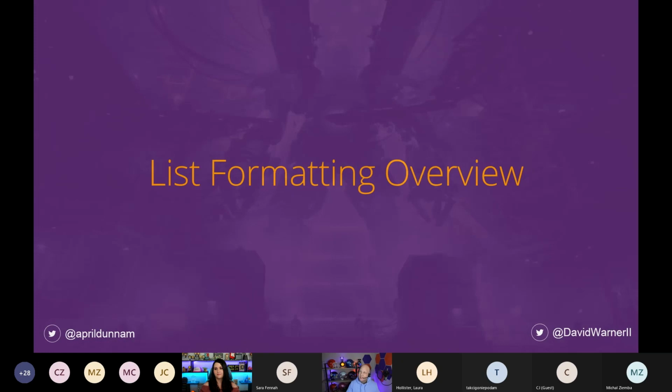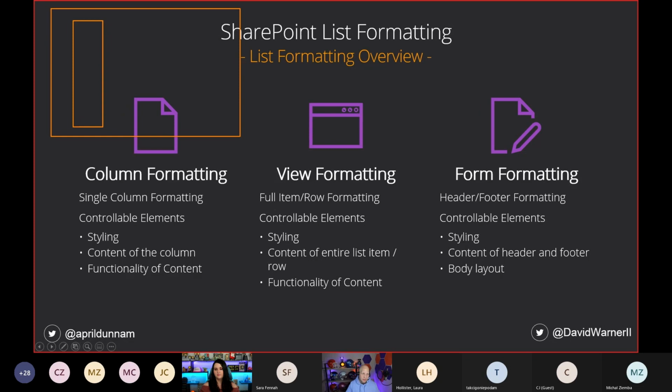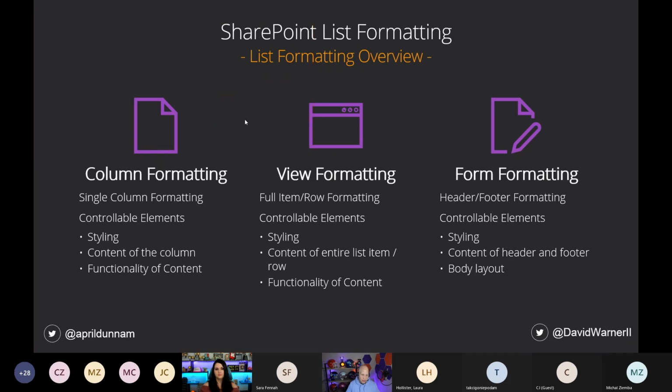So what is list formatting if this is new for you? Well, it's the opportunity to adjust column formatting, view formatting, and form formatting. Column formatting is going to allow you to take your columns of rows and individually change each of them, so you're only going to adjust the column. View is the ability to take each row and change the entire row and how it looks. And then form formatting allows you to adjust that editing, that authoring experience.